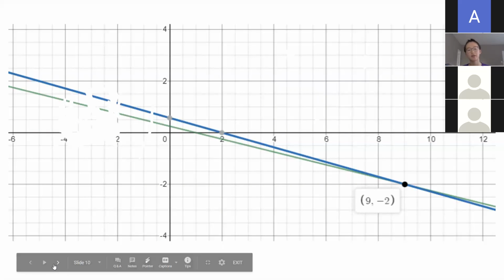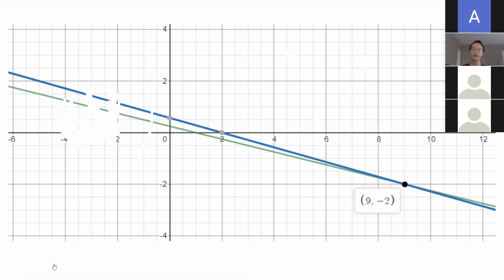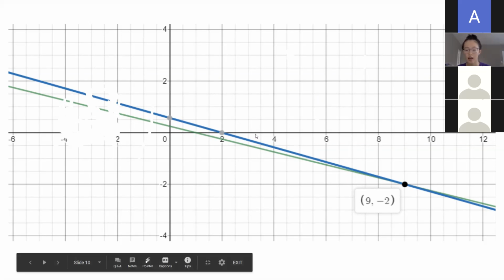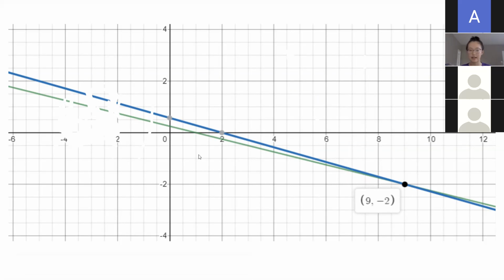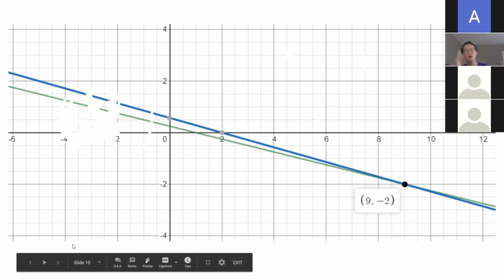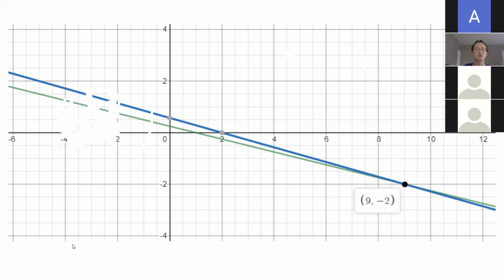You can see here, graphing, especially if you have a calculator, is a really good way to double check your answer. Here, I just graphed both of them in Desmos, and the system gave me a solution of 9, negative 2. Also going forward, especially when you take algebra in school, a lot of teachers won't actually let you use a graphing calculator while doing systems, because they want you to know how to do the other two ways, elimination and substitution.